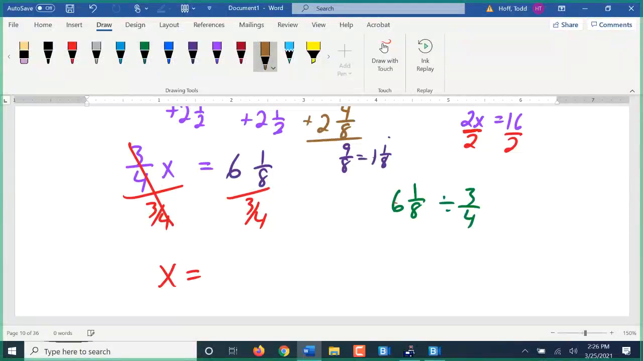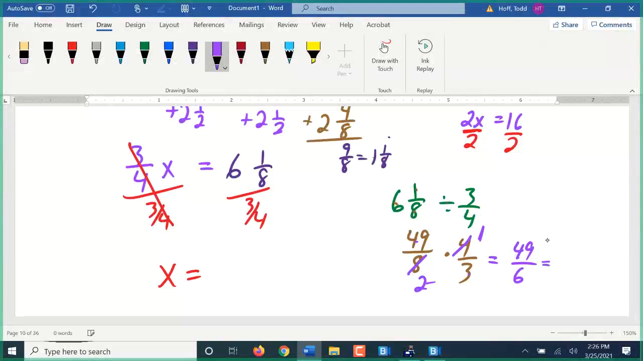So 6 1/8 has to be made into an improper fraction. 6 times 8 is 48, plus 1 is 49/8. Instead of dividing by 3/4, we're going to multiply by its reciprocal, so times 4 over 3. I can cross cancel here. 8 and 4 both divide by 4, so this will be 1 and 2. 49 times 1 is 49. 2 times 3 is 6. 6 goes into 49 8 times with 1 left over, so that is 8 1/6. So x is 8 1/6.